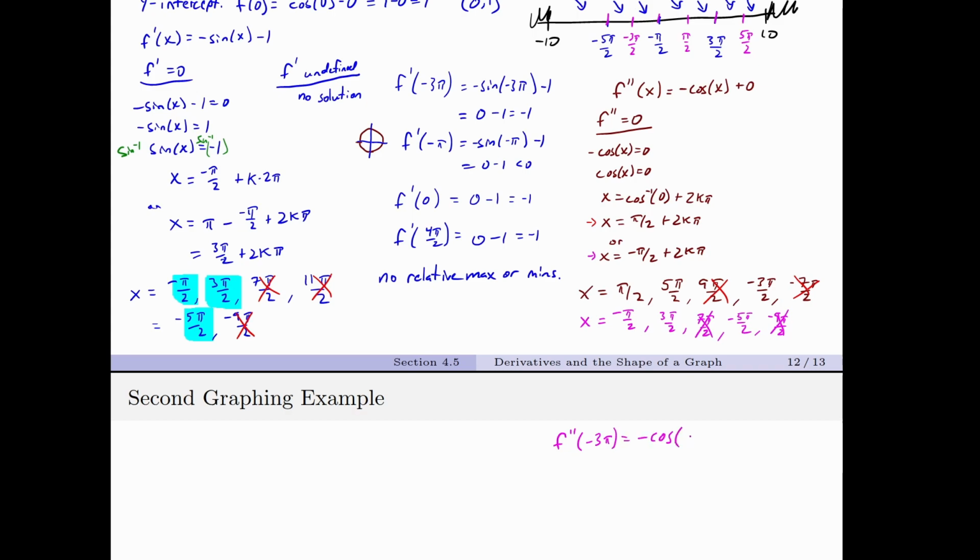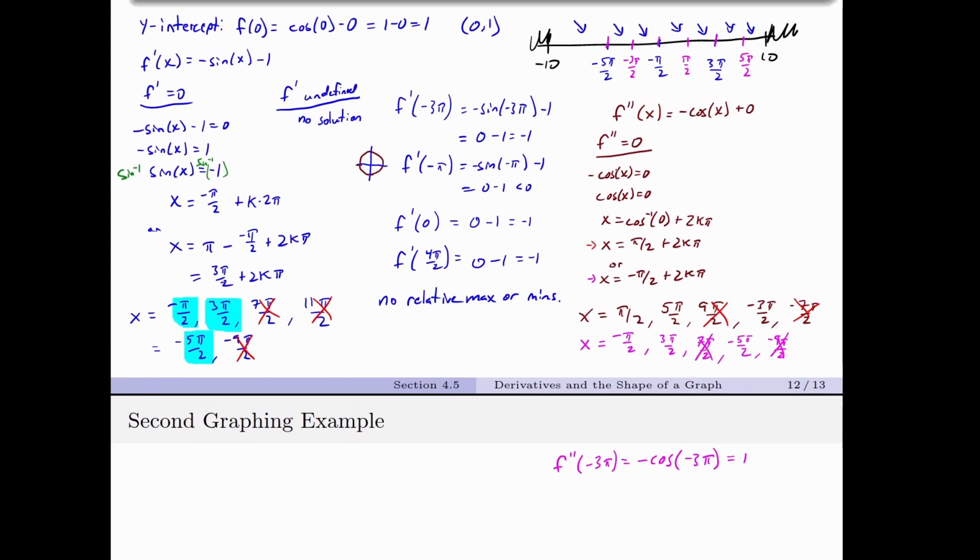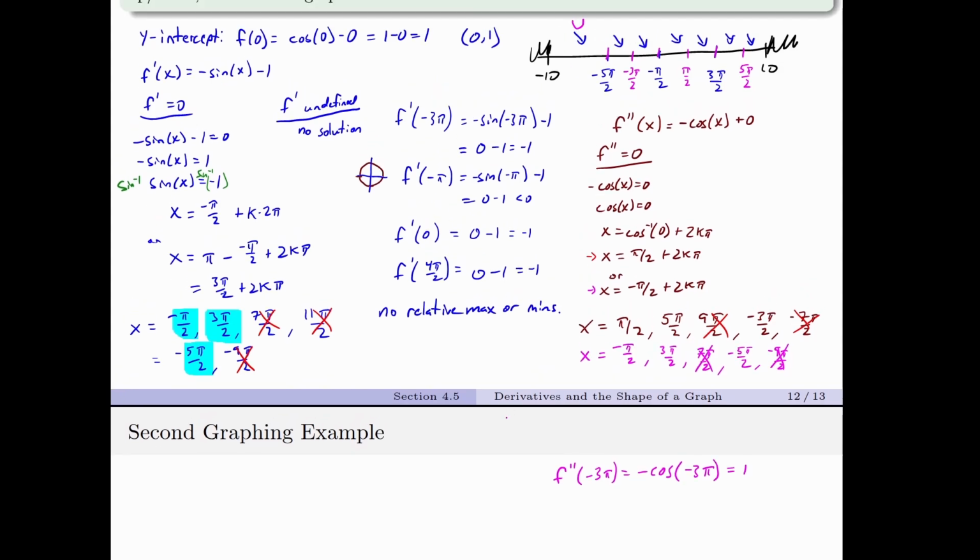So I just want the opposite of cosine of negative 3 pi. When I put negative 3 pi into the cosine function, I get negative 1. With another negative on it, that gives me a positive 1. So this is going to be concave up. When I move to the next one, between negative 3 pi over 2 and negative 5 pi over 2 is negative 4 pi over 2, which is negative 2 pi. And cosine of negative 2 pi is 1. With an extra negative on it, that gives me a negative 1.